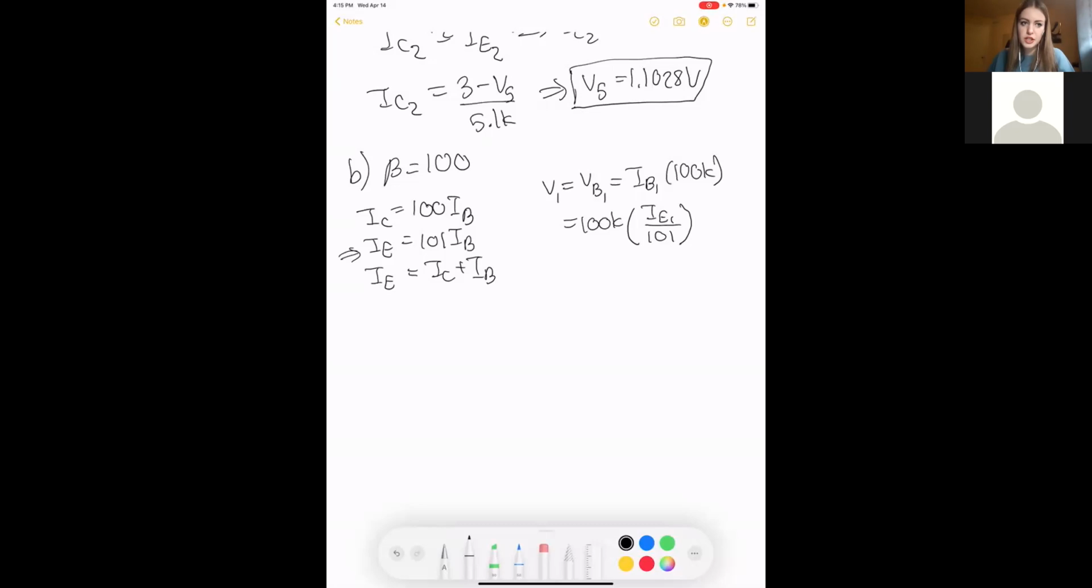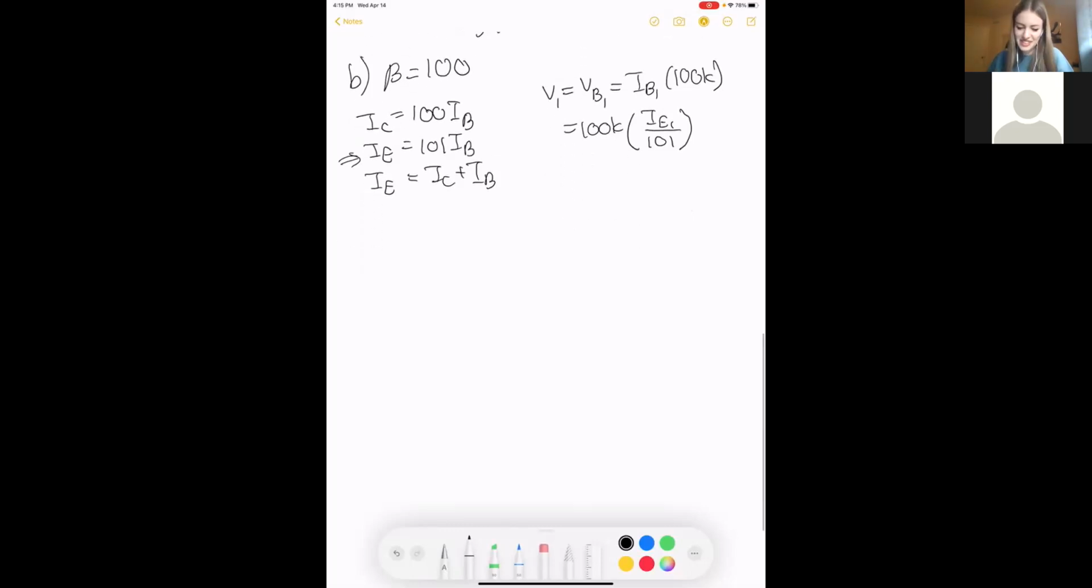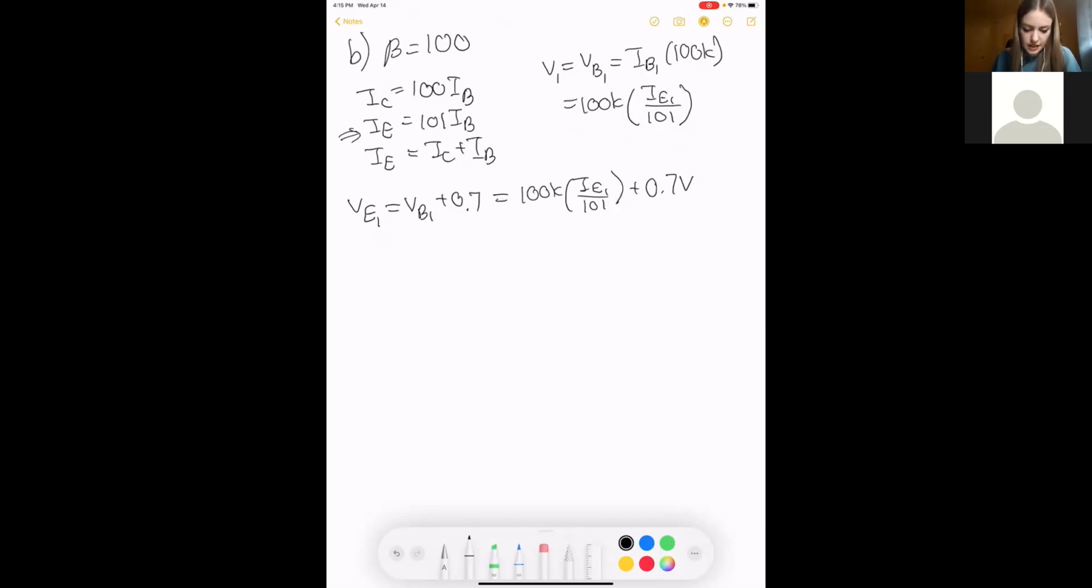Okay, so now we're going to write our equation for VE1. Actually, I have big writing, so I'm going to move to a new line so we have room. So VE1 is VB1 plus our 0.7 volts, right? So we have 100K times IE1 over 101 plus 0.7 volts. Cool. So moving down, we can also say that IE1, so another thing that we know, right? So we're finding IE1, we can do our node voltage, 3 volts minus VE1, which we have an equation for, and we divide by 9.1K.